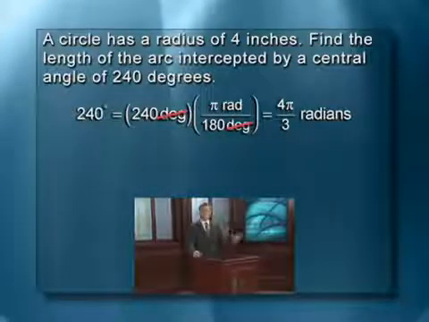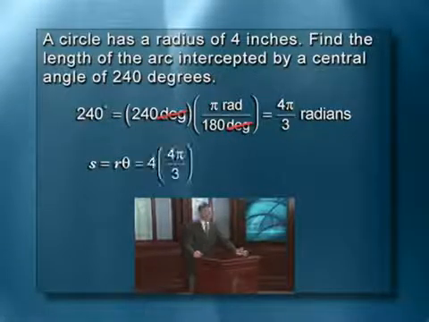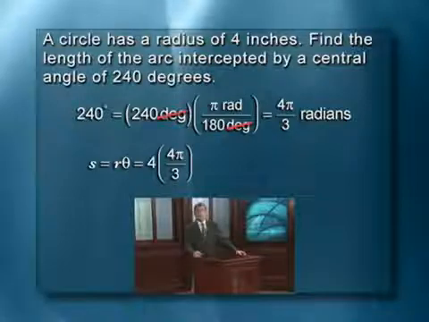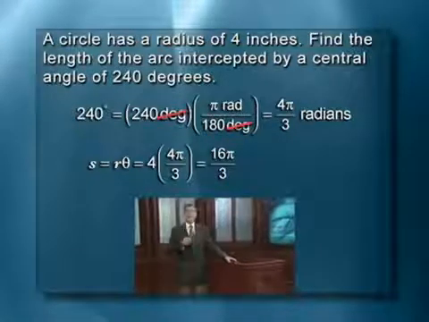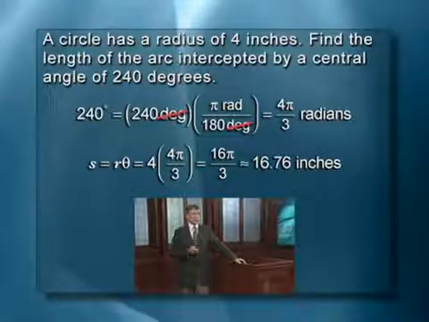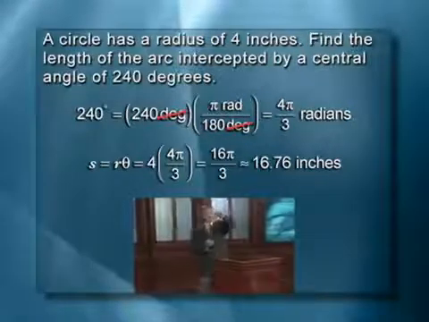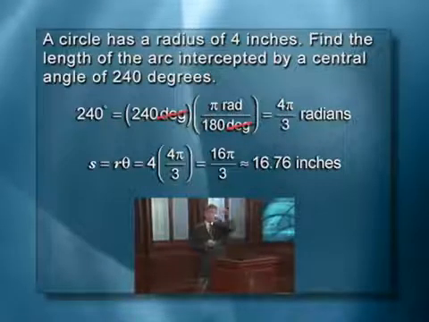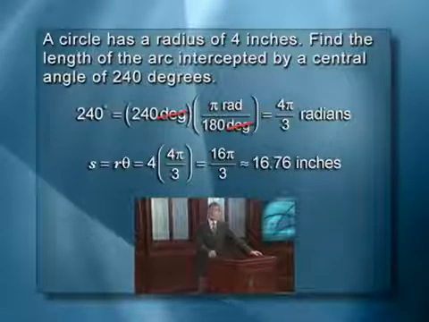And now we use the formula. It's pretty simple. S is r theta. R is 4, theta is 4 pi over 3. We get the final answer of 16 pi over 3. And with a calculator, that's about 16.76 inches. So that's how long that piece of circle is. If you had a string around that circumference, that string would measure 16.76 inches.